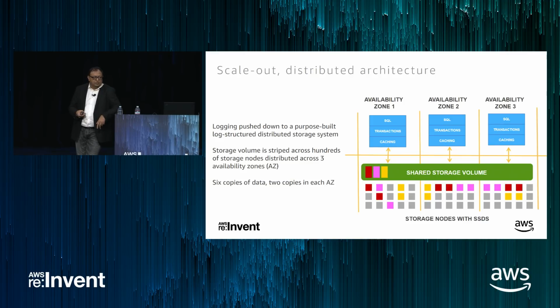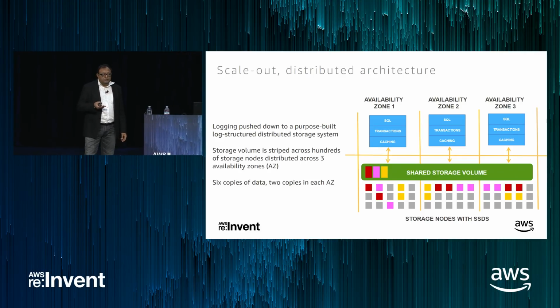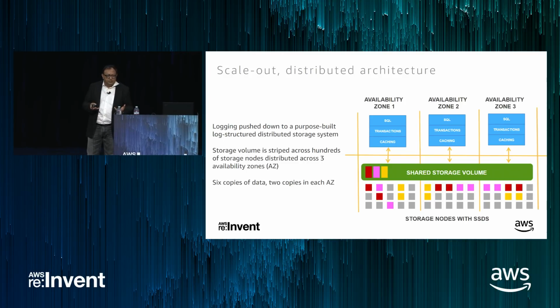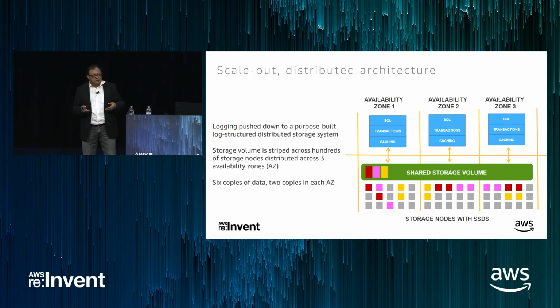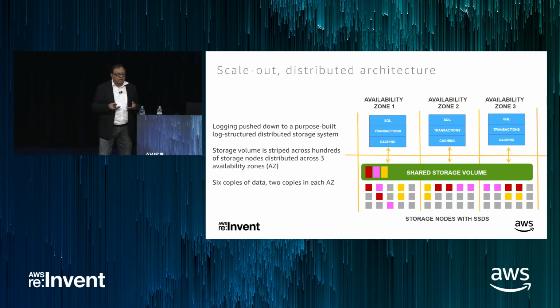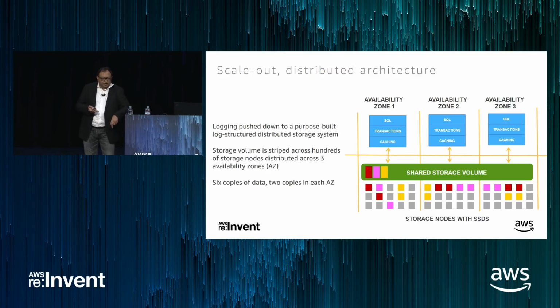We move that out into a purpose-built log structure distributed storage system. The storage volume may be striped across hundreds of storage nodes. They're distributed across 3 availability zones. There's 6 copies of data, 2 copies in each AZ, and if any of these instances fail, we can certainly go and replace them quickly. They're stateless, so it doesn't much matter. The caching has been moved out of process, so if you have to do a restart of your database, let's say, because someone's running a query and this thing is hung, the cache will still be hot when it comes up, and so that also helps. So that's a slide I've used many times over the last 3 years.